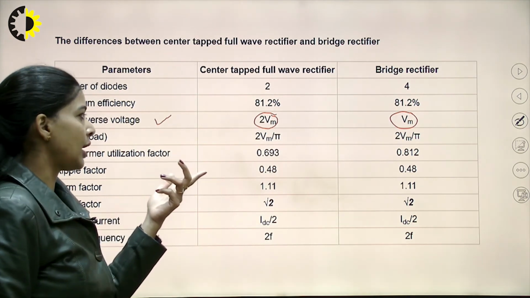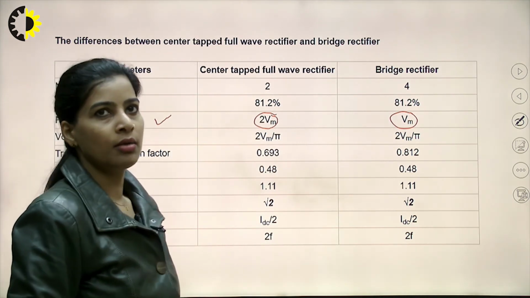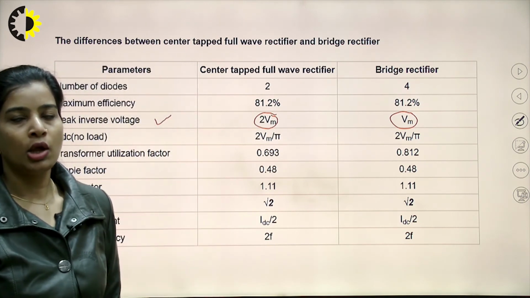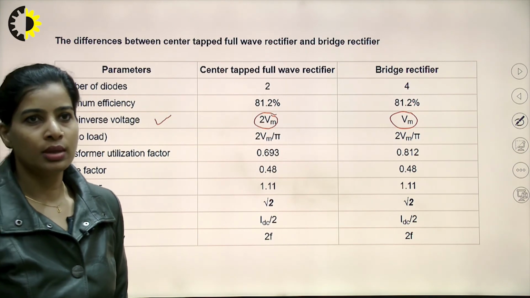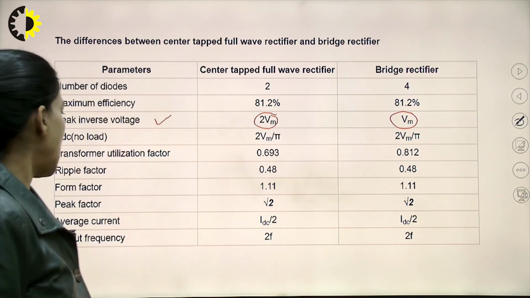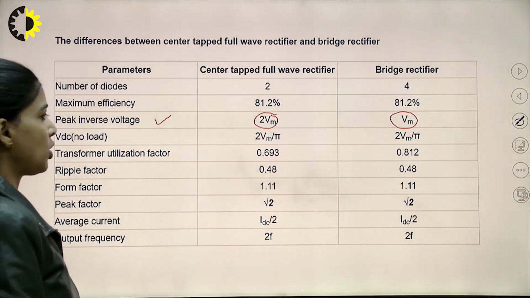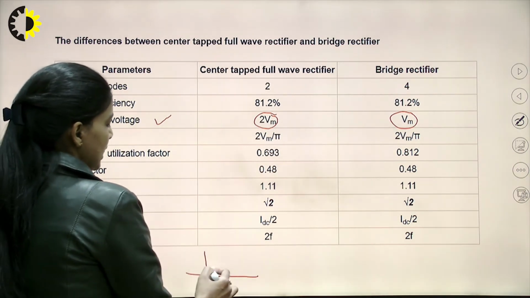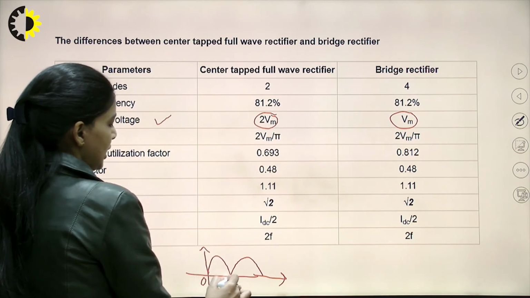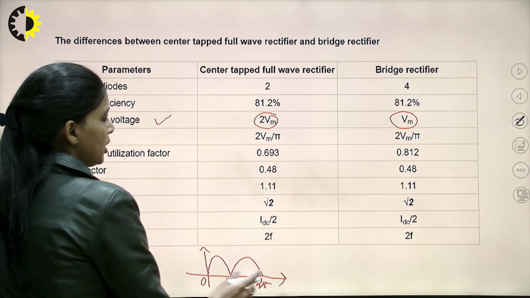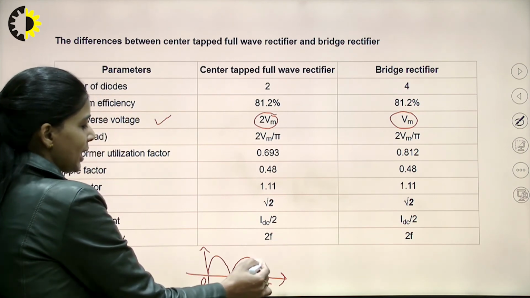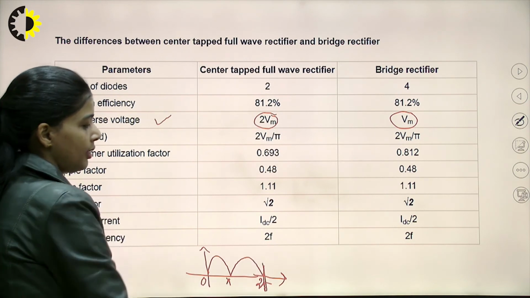Transformer utilization factor is 0.69 for center tap and 0.812 for bridge rectifier. Form factor will be the same for both, peak factor will be the same, average current will be the same, and output frequency will be the same, because the output we are getting is the same for both types of rectifier, either center tap or bridge rectifier. That frequency is 2f, because the total cycle of the input was till here, that is T.